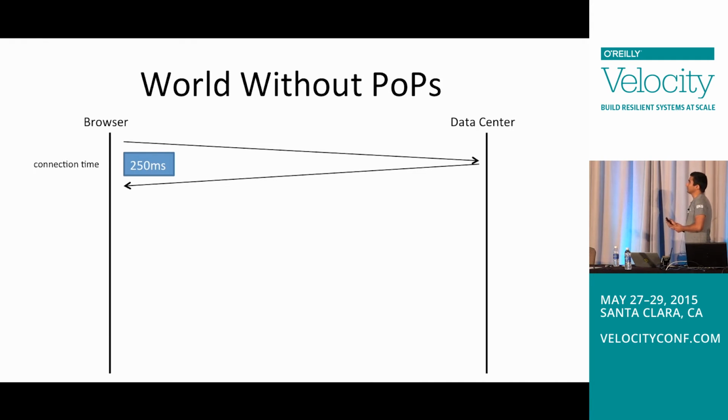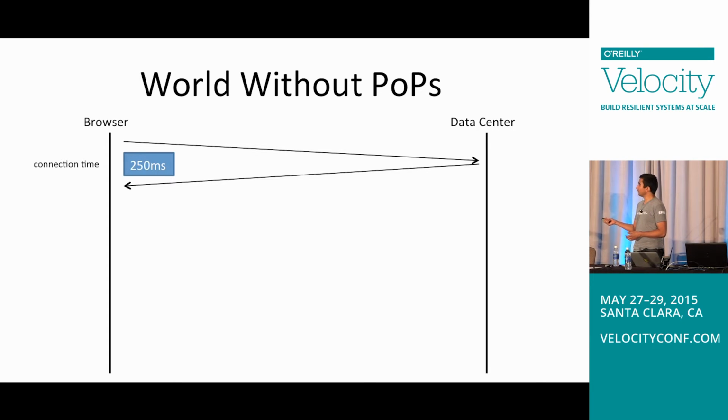So let's take a simplified example of a world without POPs. Consider a user, let's say in India, talking to our data centers in the US. This is a typical round trip latency, 250 milliseconds from India to US. So let's say a user in India is trying to access www.linkedin.com. What will go through the wire, right?